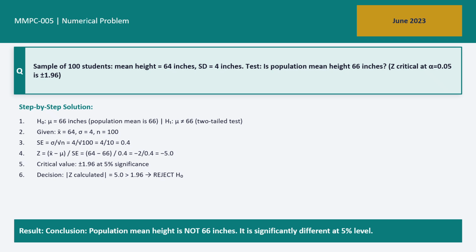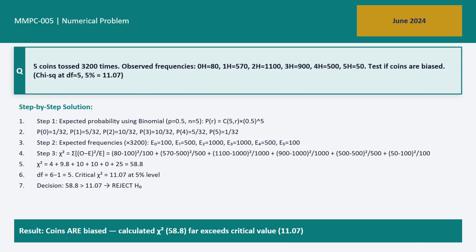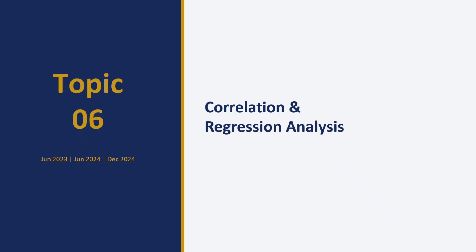For example, in the height problem, Z value is -5, whose magnitude is greater than critical value, so we reject the hypothesis. Now let us understand chi-square test. It is used to test goodness of fit. We compare observed and expected frequencies and calculate chi-square value. If calculated value is greater than critical value, we reject null hypothesis. Like in coin toss example, since calculated value is much higher, we conclude coins are biased.